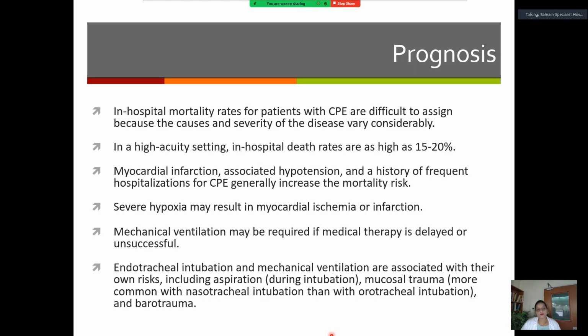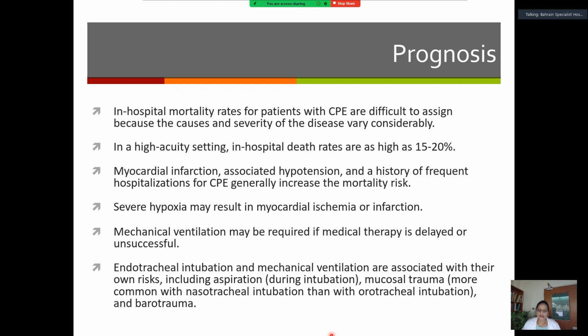Prognosis. In hospital, mortality rates for patients with cardiogenic pulmonary edema are difficult to assign because the causes and severity of the disease vary considerably. In a high acuity setting, in-hospital death rates are as high as 15 to 20%. Myocardial infarction, associated hypotension, and a history of frequent hospitalizations for cardiogenic pulmonary edema generally increase the mortality risk.